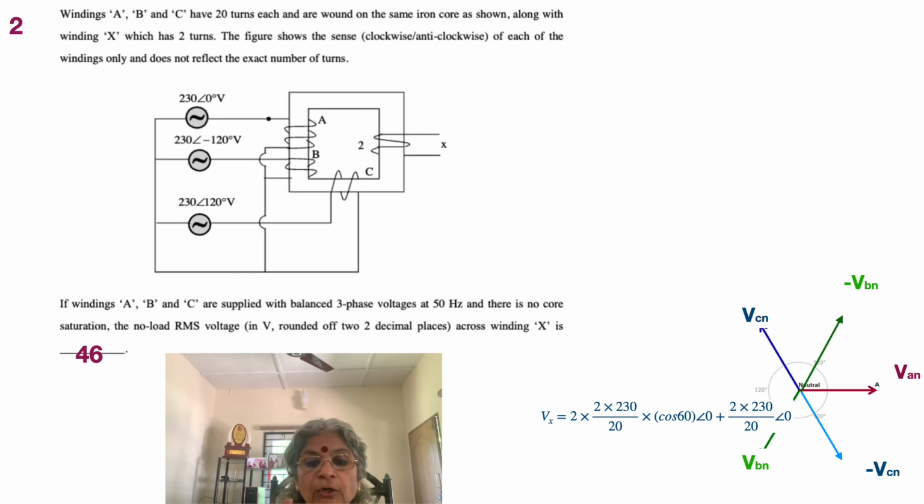So 230 into 2 by 20, and cos 60, because VBN and VCN create fluxes in the same direction as AN only in the horizontal component. The vertical components cancel each other. So the voltages are shown. It's all a flux picture that we are talking about. So cos 60 is there. Of course, when you reflect back, it's 60 degrees. There's no doubt about it.